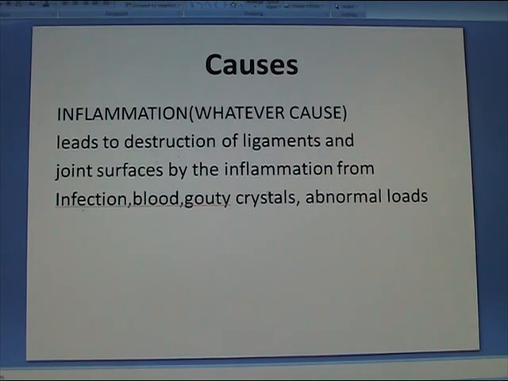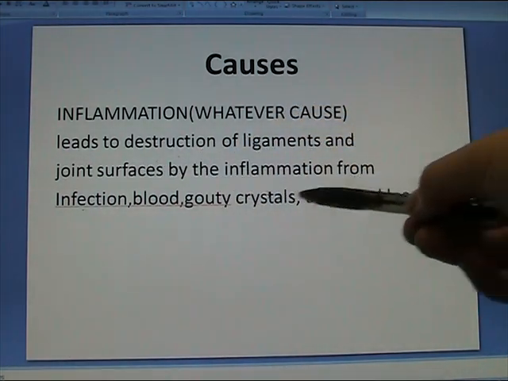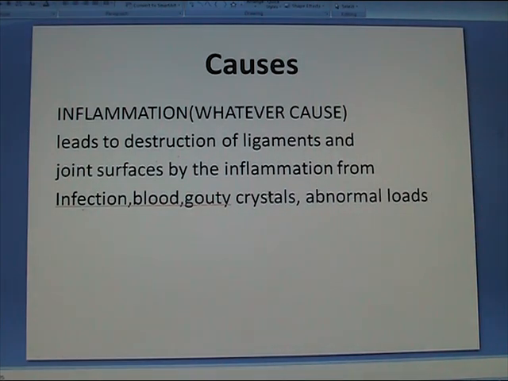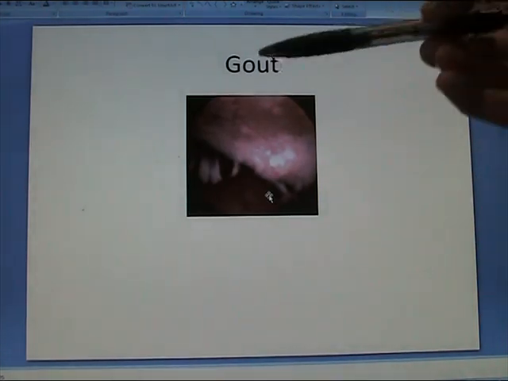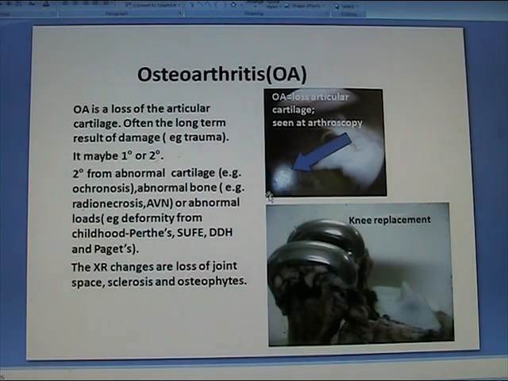So the basic process is, as outlined here, an inflammatory process. Whatever the cause leads to destruction of ligaments, joint surfaces by the inflammation. Well, it might be caused by infection, blood, gouty crystals, or abnormal loads. Gout, look at nice crystals in the joint. Inflammatory process destroys the joint. Also remember pseudo-gout, similar process but slightly different crystals.